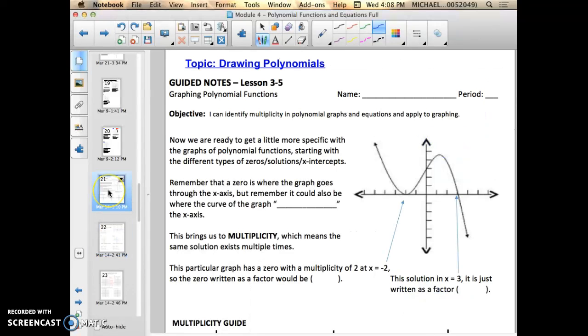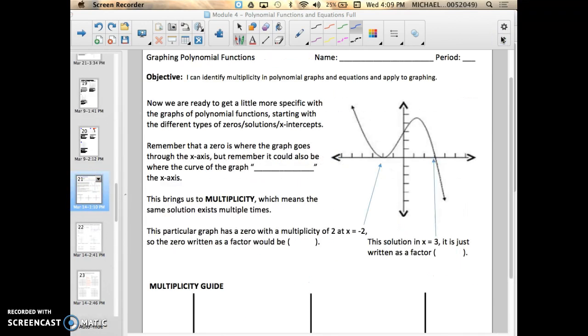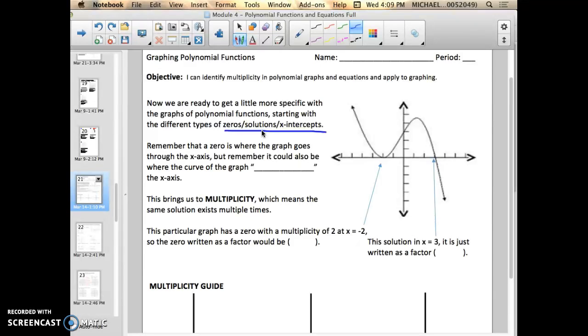In order to do objective 1 though, I'm going to go back and talk more in detail about the idea of multiplicity. So a sub-objective of this is that I can identify multiplicity in polynomial graphs and equations and apply it to graphing. We've talked about this in brief detail, but I want to talk about the different types of zero solutions and x-intercepts and how they relate to how the graph of a polynomial looks and what happens at those roots or zeros or solutions.